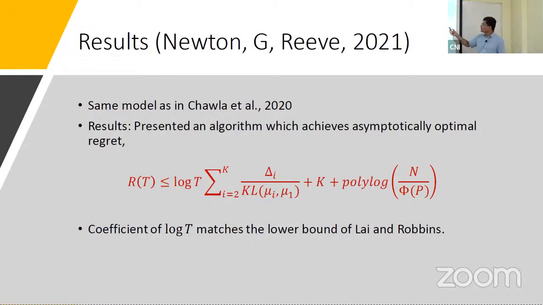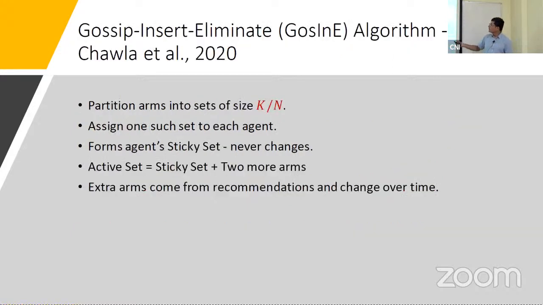So this was our last piece of work. So progressively we got the best possible constant on the log t with slight refinements. So I'll now describe this gossip insert element algorithm from the second paper.